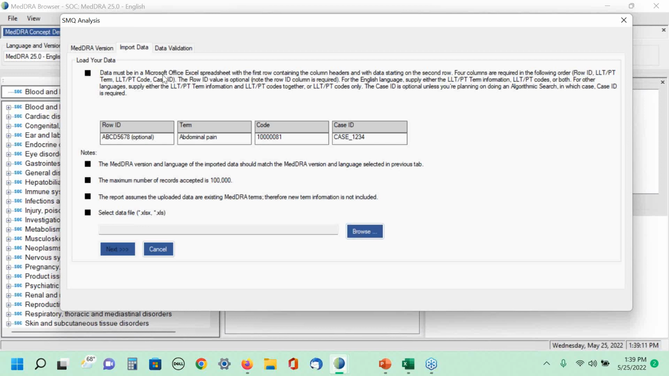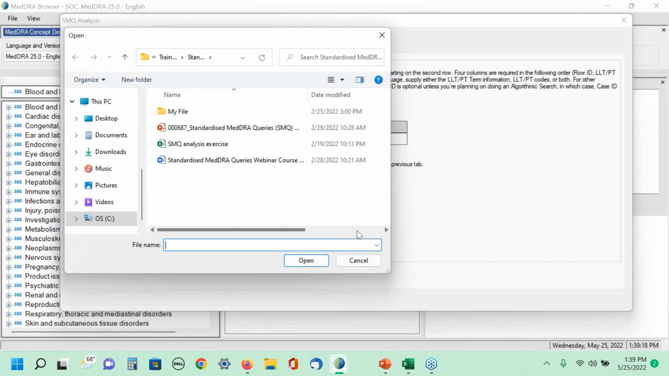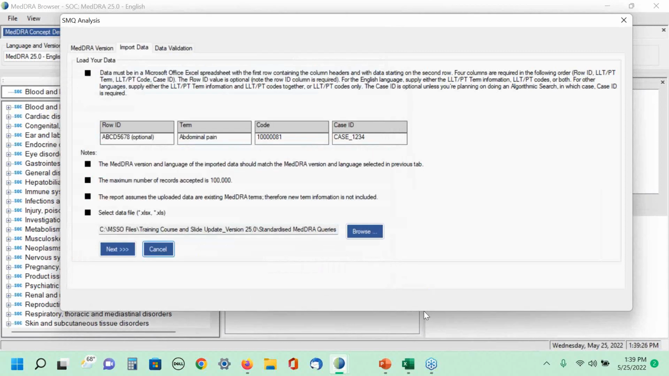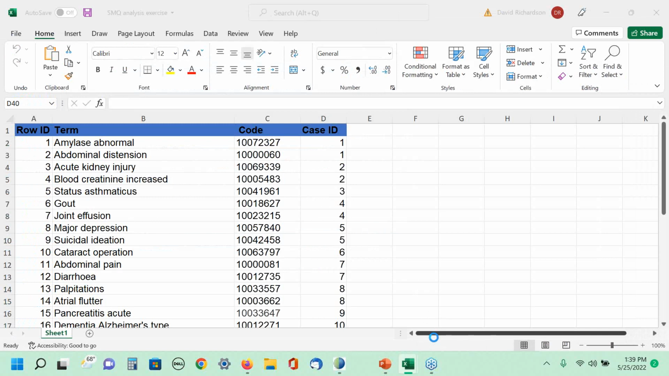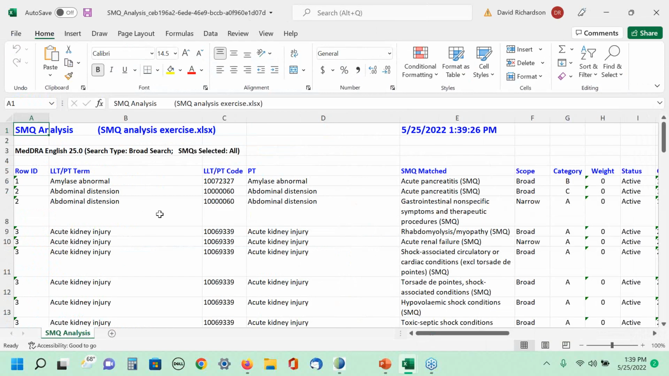So what I'm going to do is browse now because it's going to ask me to import data. And I'm going to need to import my data. So I'm going to search and find that spreadsheet, which is right here. I've saved it on my hard drive. And I'm going to put it in the tool. And now I'm going to run the tool. And here's what it does.